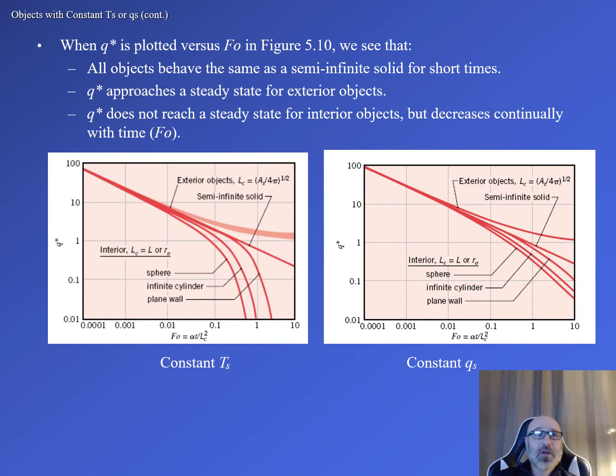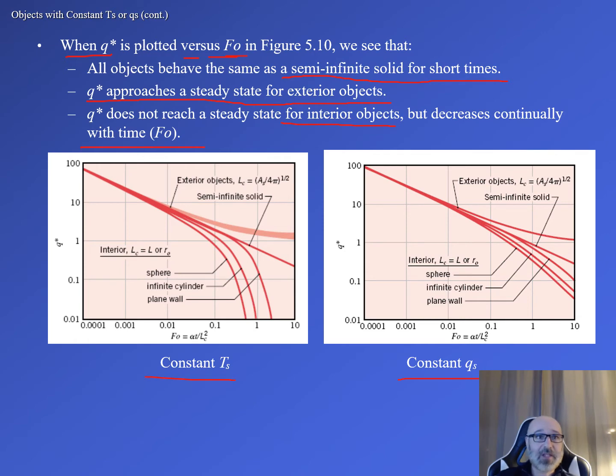So now if we take a look here and see when our dimensionless heat rate is plotted versus our dimensionless time, or our Fourier number, we can see that the following is true. All objects have the same semi-infinite solid solution for short times. Our Q star approaches a steady state for exterior objects, and it does not reach steady state for interior objects, but decreases continually with our dimensionless time, or our Fourier number. So we can see similar behavior between these two graphs for our constant surface temperature and our constant heat rate.